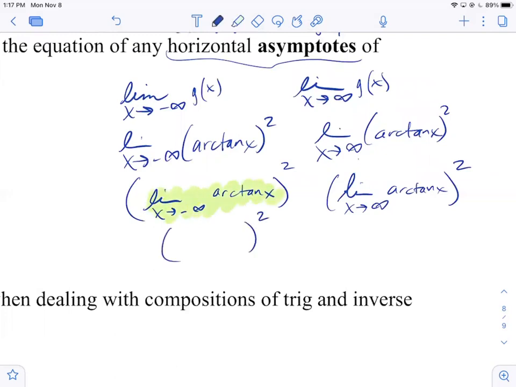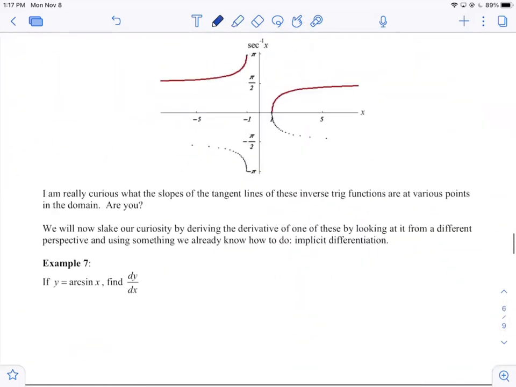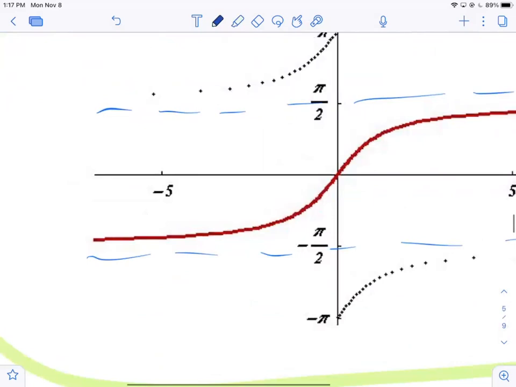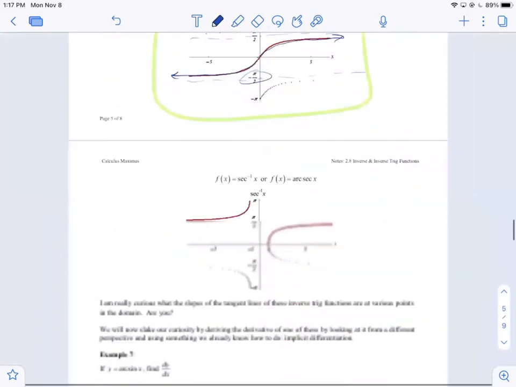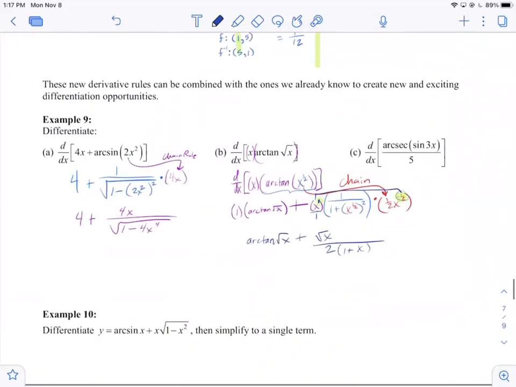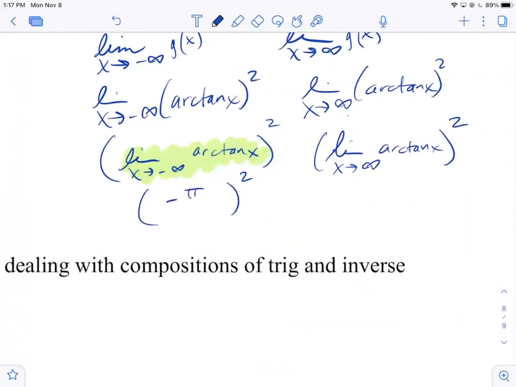So what would that limit be? As x goes out to the left, arctangent of x approaches what? Negative pi halves. Very good. It gets closer and closer to negative pi halves. And as you go out to the right, it gets closer and closer to pi halves. Good, good, good. See, that's why you got to know that graph. It'll show up again later when we do L'Hopital's rule.